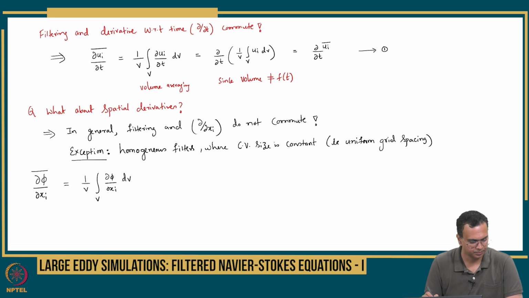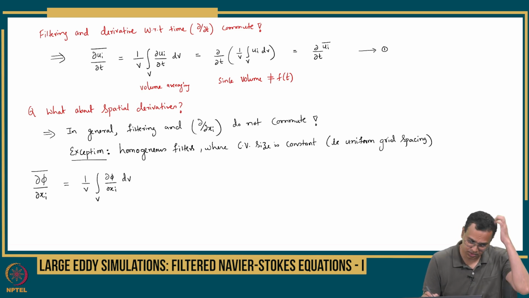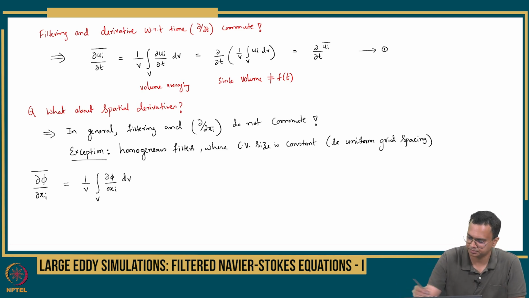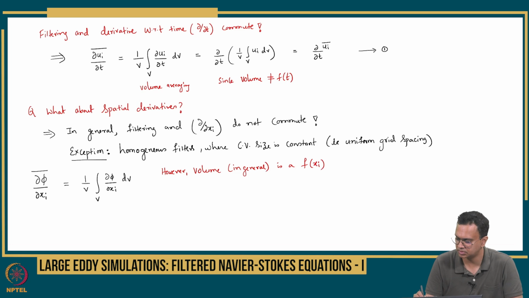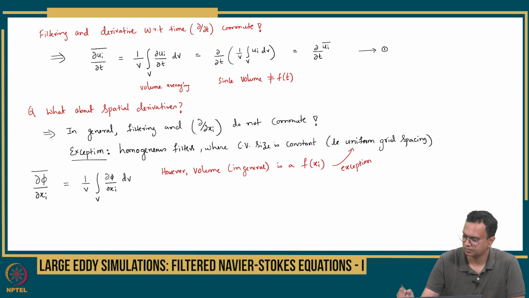Now, as I already said, this volume in general is a function of your spatial coordinate, except for a constant CV. That is the exception. So what do we do? There is actually a numerical way out. It's like a stalemate here. We cannot even have a governing equation ready.